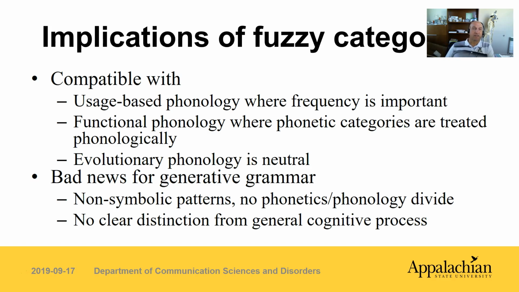These kinds of fuzzy phonetic/phonological categories are compatible with a usage-based phonology where frequency of use is an important component of the phonology, and also in a functional phonology where phonetic categories are basically treated by the same grammar as we would expect for more abstract phonological categories. And I don't think there's anything specific about evolutionary phonology as related to phonetic versus phonological categories. Once again, we have problems for generative grammar, however, where we have non-symbolic patterns, and there's a challenge in drawing a divide between what we might call a phonetic category and what we might call a phonological category. And once again, no clear distinction from general cognitive processes, making it less likely that language is a special genetic endowment or a modular processing system.